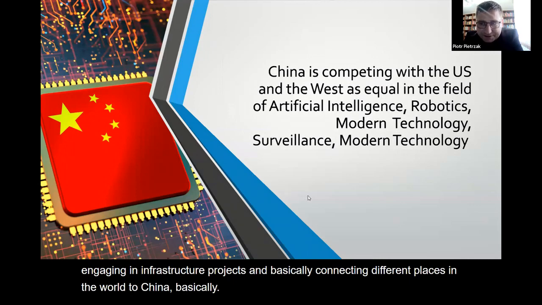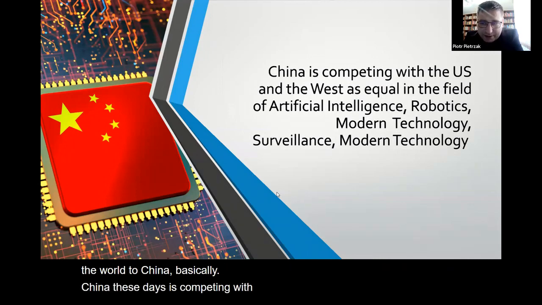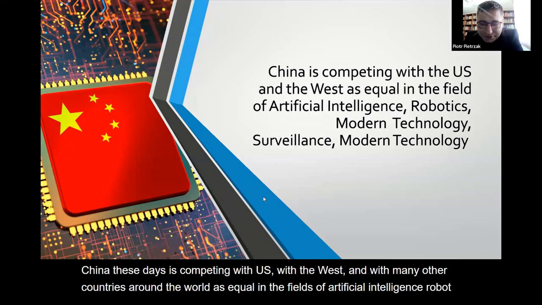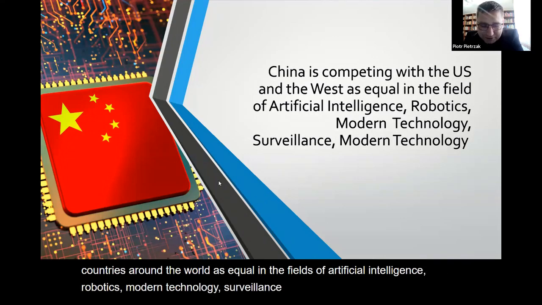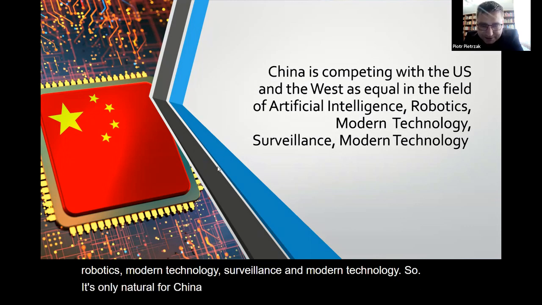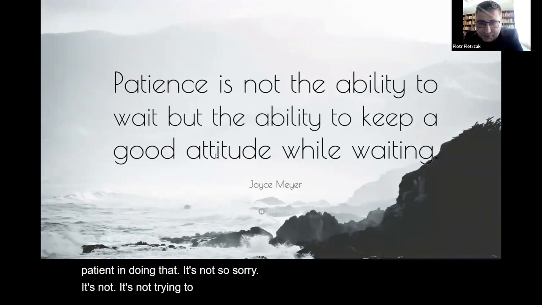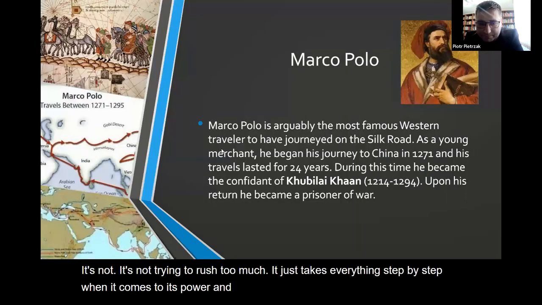China these days is competing with the US, with the West, and with many other countries around the world as an equal in the fields of artificial intelligence, robotics, modern technology, and surveillance. So it's only natural for China to expand. And of course, China is very patient in doing that. It's not trying to rush too much. It just takes everything step by step when it comes to its power and influence around the world.